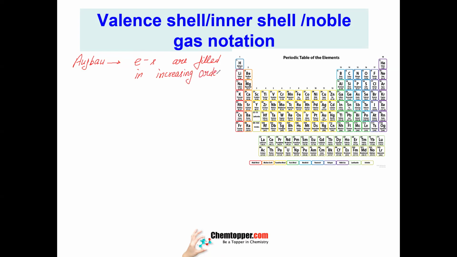So no one remembers this? Bhavya, do you remember that? Bhavya, are you there? So electrons are filled in increasing order of energy. That's how we decided the electron will go in 1s first, then 2s, then 2p, like this.